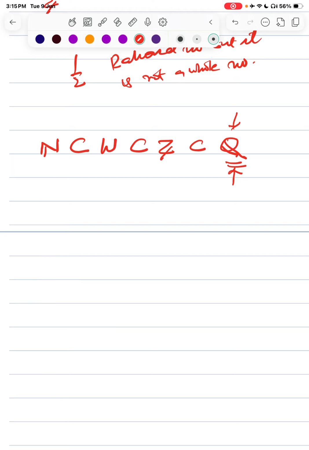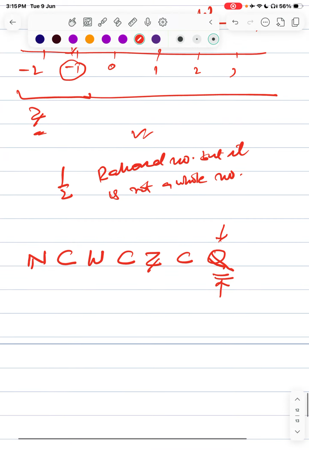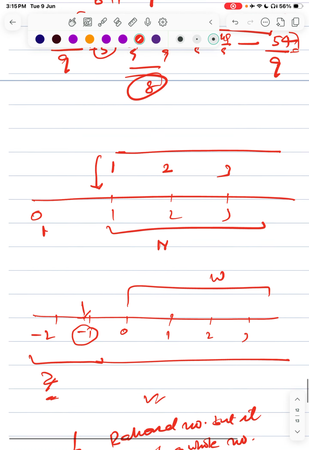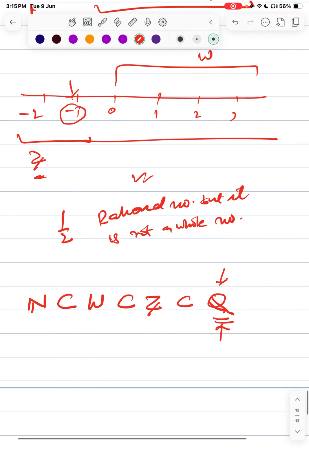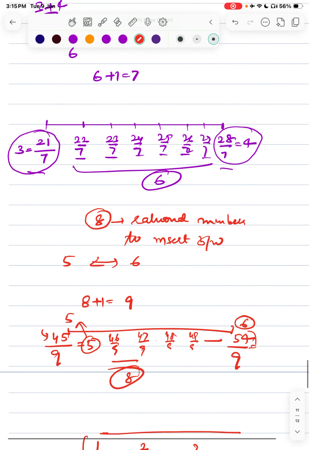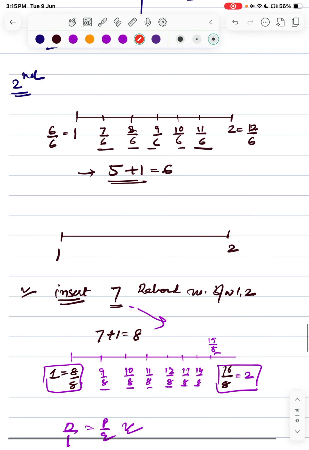So this is all for now. Next we will start with the set of irrational numbers. Up to this point, practice some questions. Let me know if you have any doubt or you want me to explain anything I have explained above.